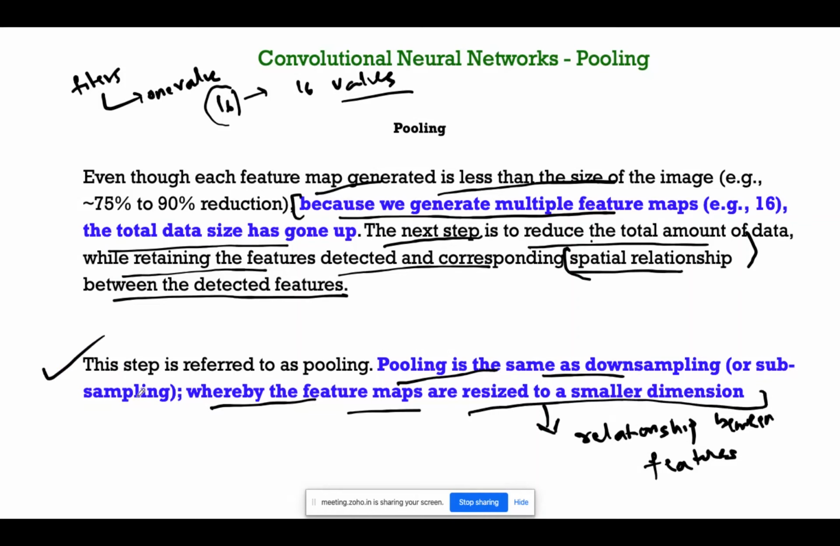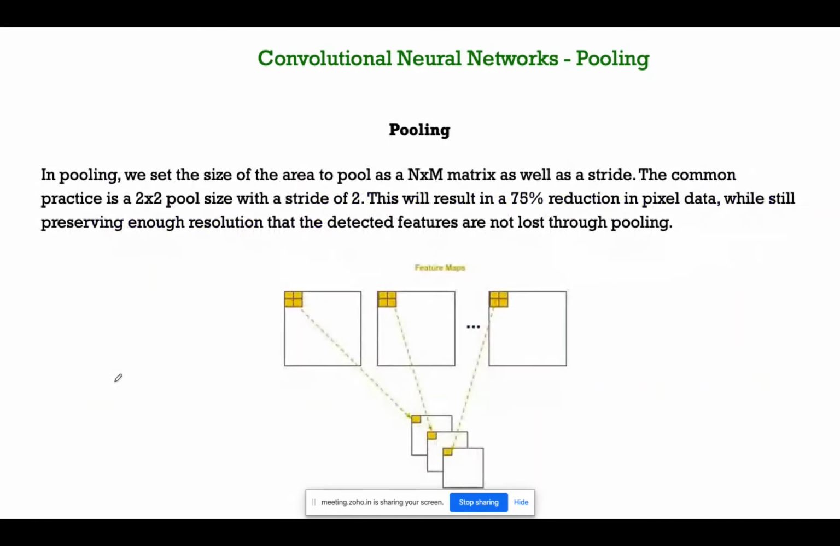Relationship between the features. In a pooling, we set the size of the area of the pool. The N by M matrix is also called the stride. The common practice is to use a 2 by 2 pool size with a stride of 2.